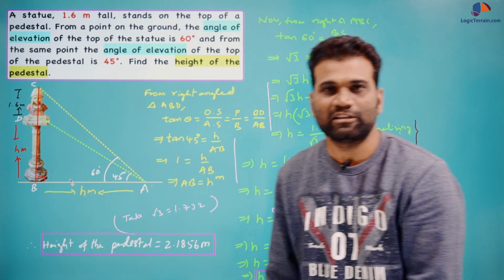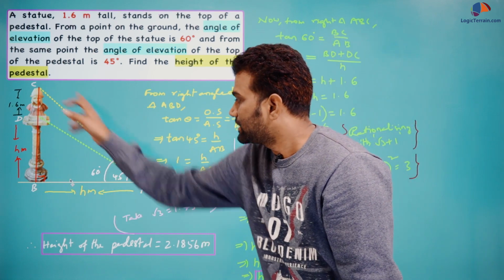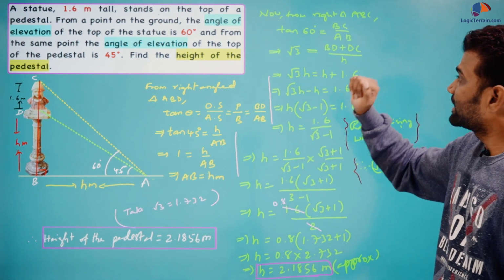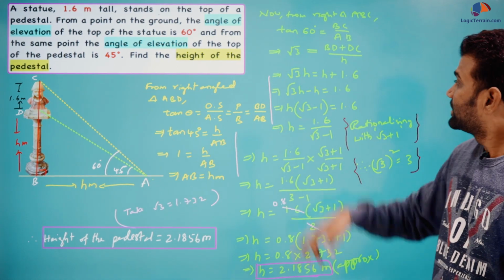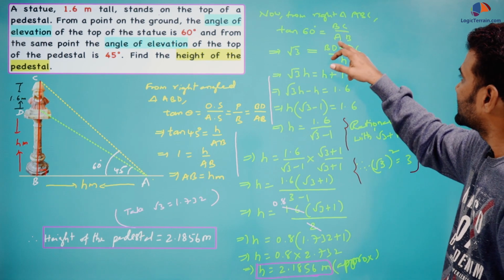Both the lengths are equal. Clear? So both are h. Now by using the bigger right angle triangle ABC, again by using the tan theta relation, here theta is 60 degrees. So tan 60 value is square root 3, and it equals BC upon AB.